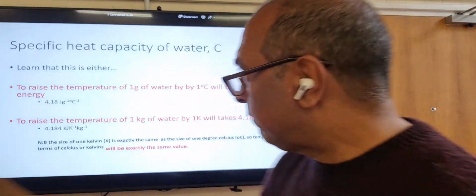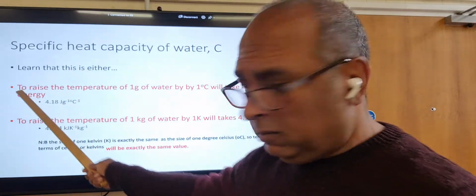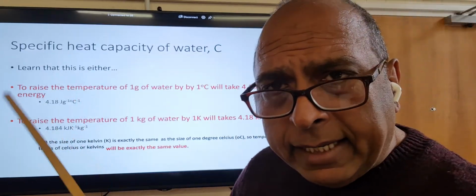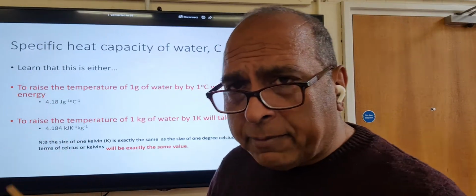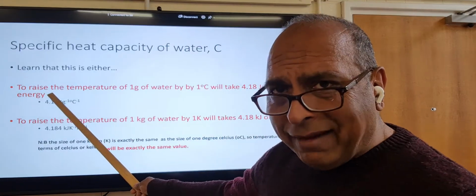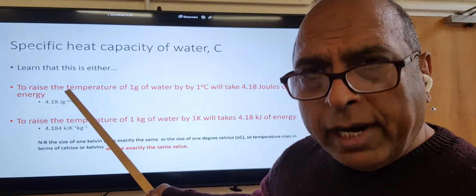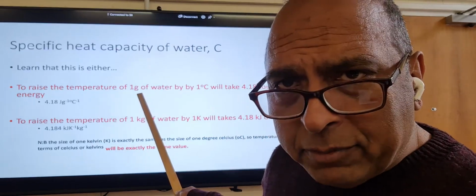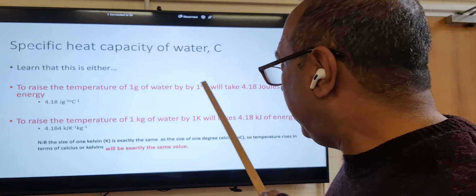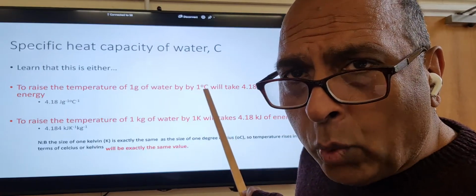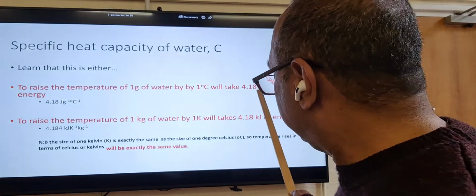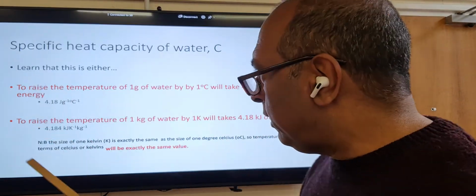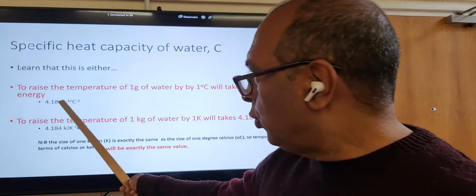Right, this is it. Learn. Both of these sentences represent the specific heat capacity of water. So just follow it carefully and logically with me. To raise the temperature of 1,000 grams, a kilogram of water, by 1 degree Celsius will take an exact amount of energy, which is 4.184 joules of energy. The units clearly would be joules.